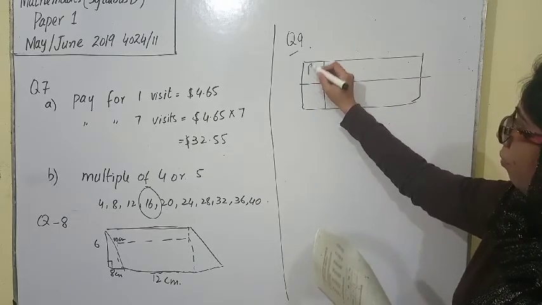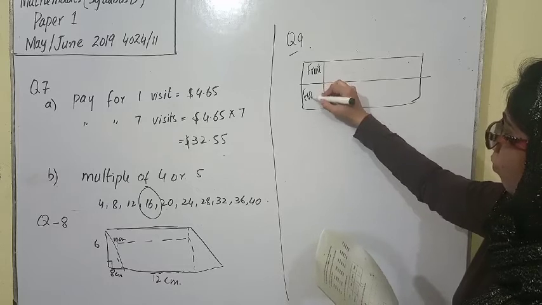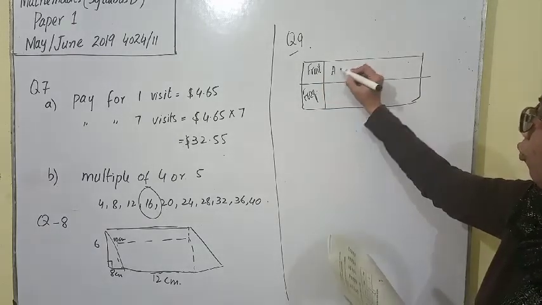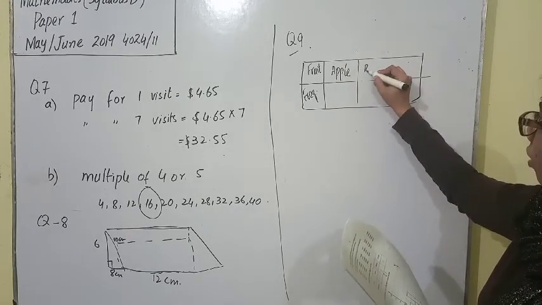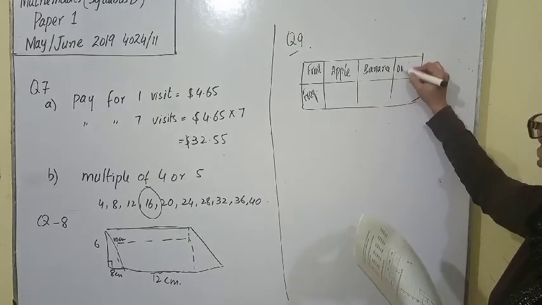These are fruit. This is frequency. And apple. 3 fruits are there. Apple, banana, oranges.